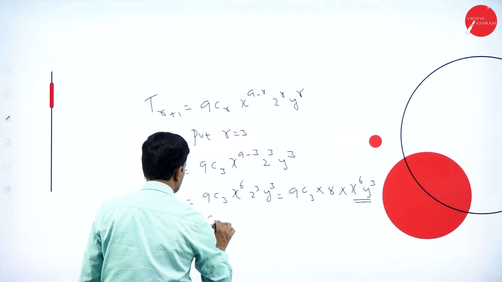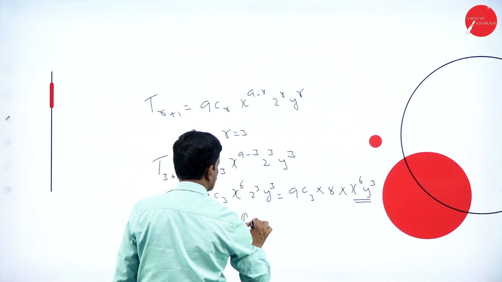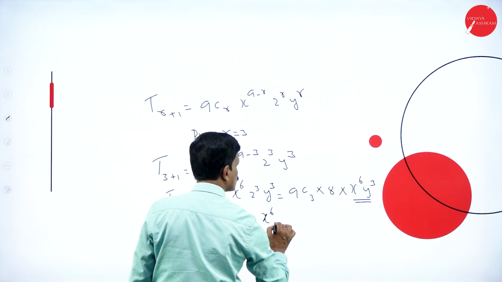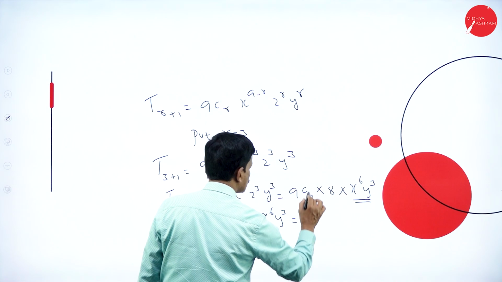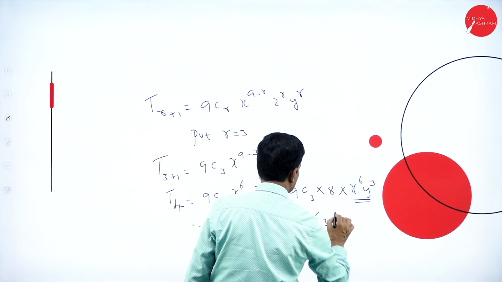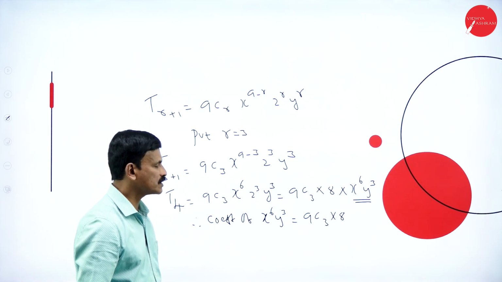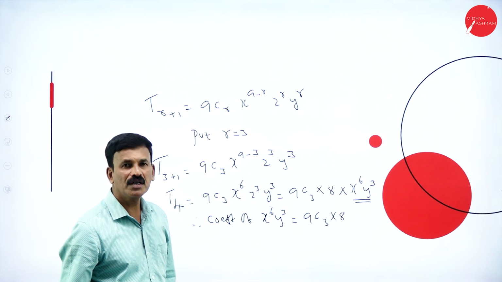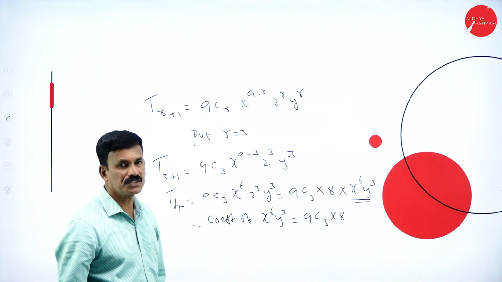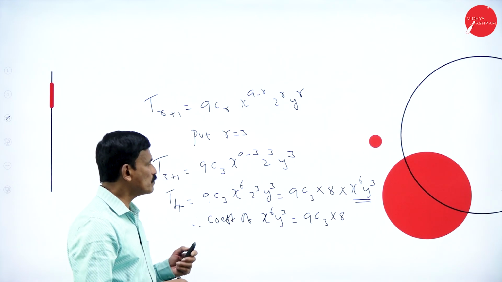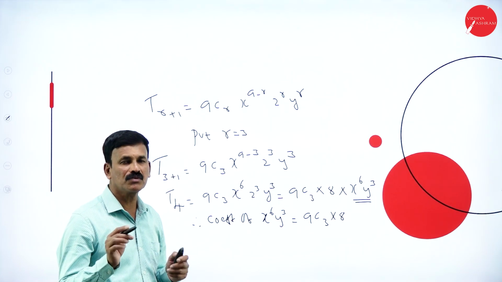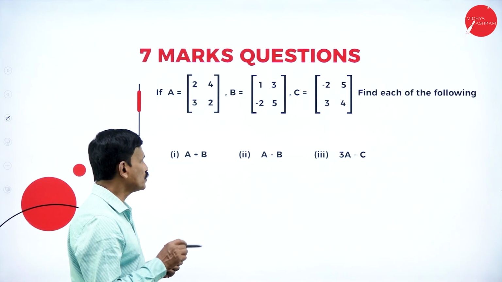Therefore, the coefficient of x power 6 and y cube is 9C3 into 8. Find out the value of 9C3, you will get the answer. That's it. So the required answer is 9C3 into 8, the coefficient. These types of problems are very important. You can expect one definite question from this. Now move on to the next concept.